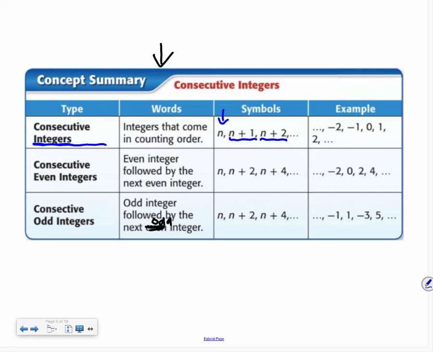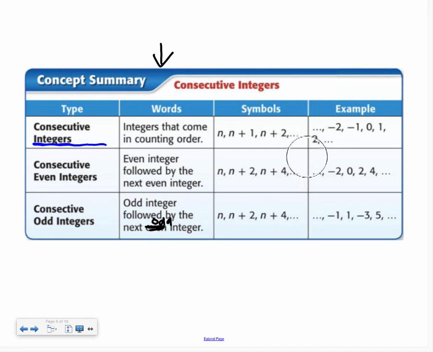Let's think about that. If we started with 1, the next number as we count is 2, right? So we'd say 1 plus 1. That's 2, okay, that's right. And we have 1 plus 2. That's 3. So our numbers would be 1, 2, and 3. So hopefully that makes sense, but if not, we are still going to work with this.